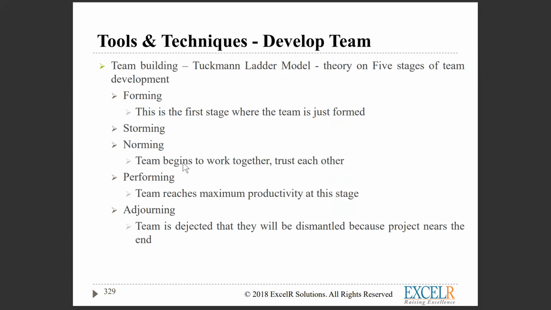Norming means you are normalized. That means your resources are set, you have set everything right. Then you will start. The next stage is the performing stage, where your resources will start performing. Adjourning: the resources have performed, the task has been performed, and then you are dismantling the resources.